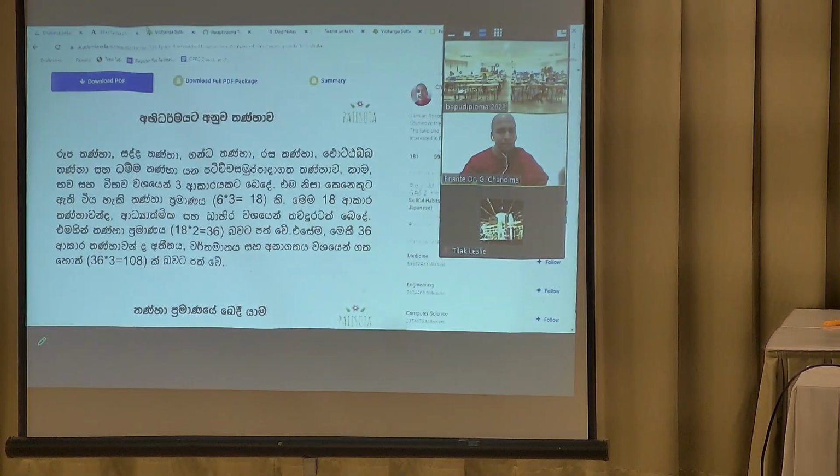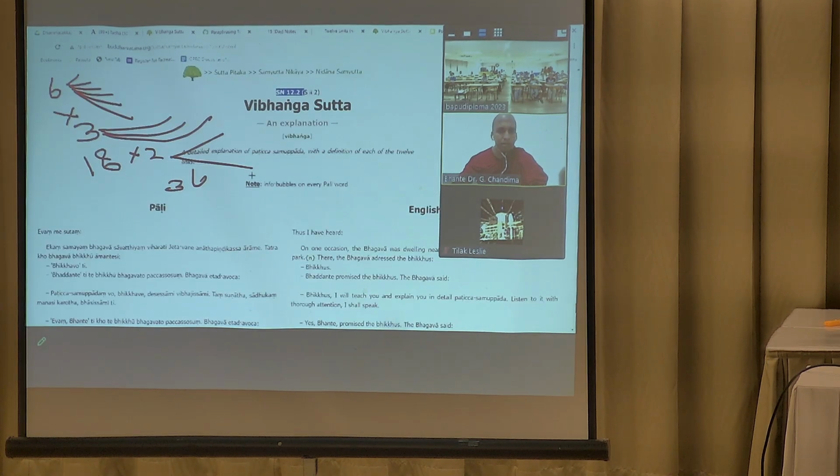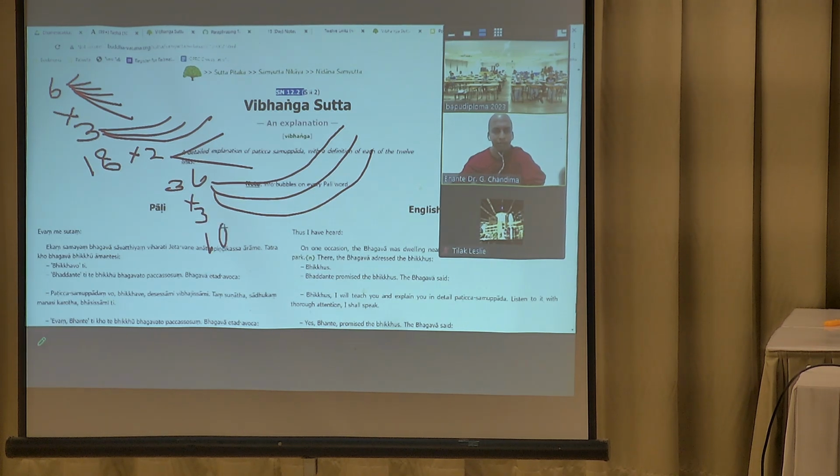And then this 36 is multiplied by 3, because it is going to be taken as past, present, and future. So you multiply by 3 and take the final number as 108. So this is the Abhidhamma way. You don't need to be worried about it. I'm just telling you.